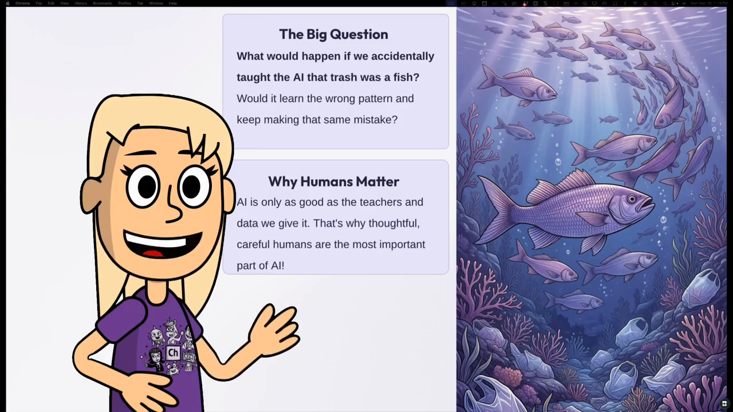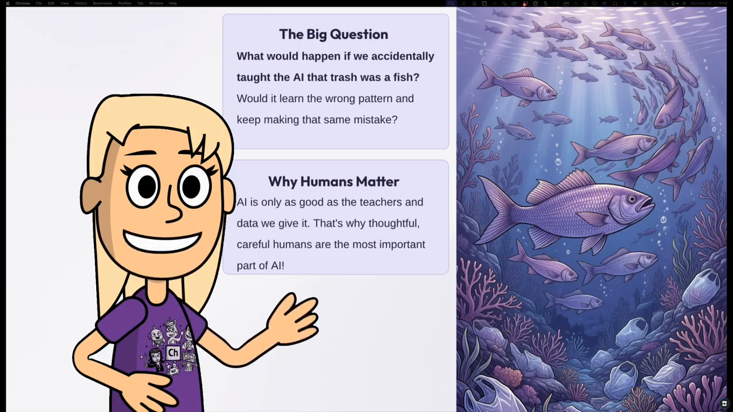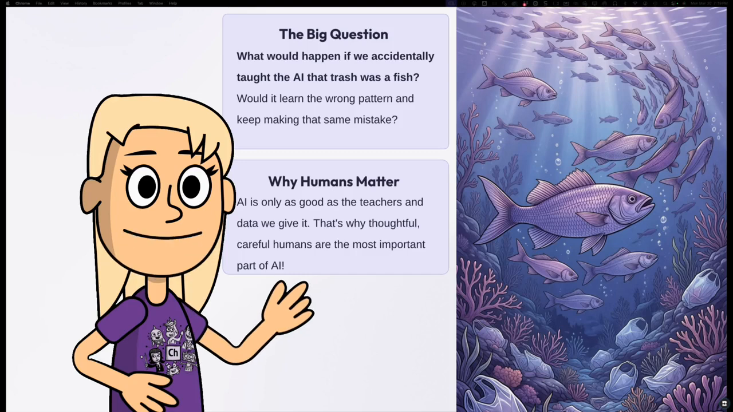Okay, now what would happen if we accidentally taught the AI that trash was a fish? Would it learn the wrong pattern and keep making that same mistake? Watch the video, then pause to have a quick class discussion on what you predict will happen. Then come on back when you're finished.